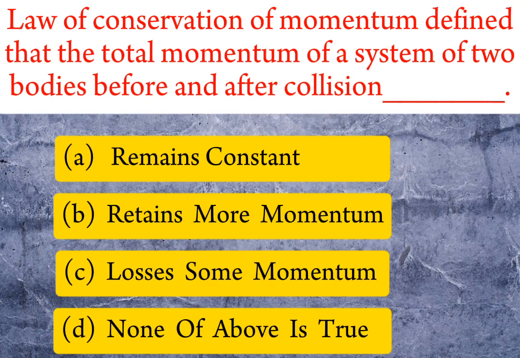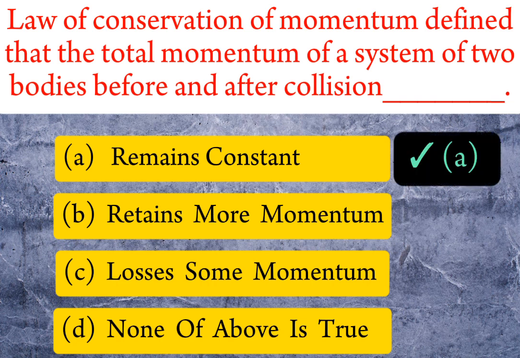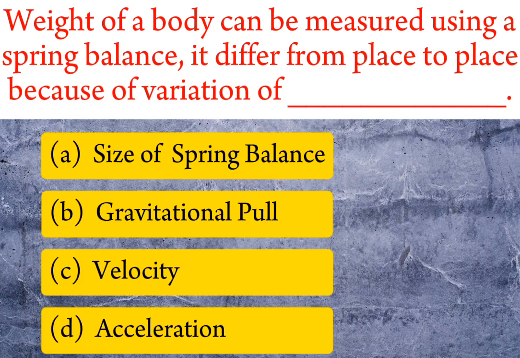Law of conservation of momentum defines that the total momentum of a system of two bodies before and after collision: a) remains constant, b) retains more momentum, c) loses some momentum, d) none of above is true. Weight of a body can be measured using a spring balance. It differs from place to place because of variation of: a) size of spring balance, b) gravitational pull, c) velocity, d) acceleration.